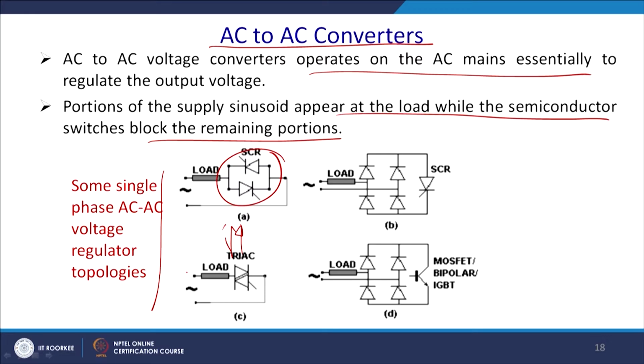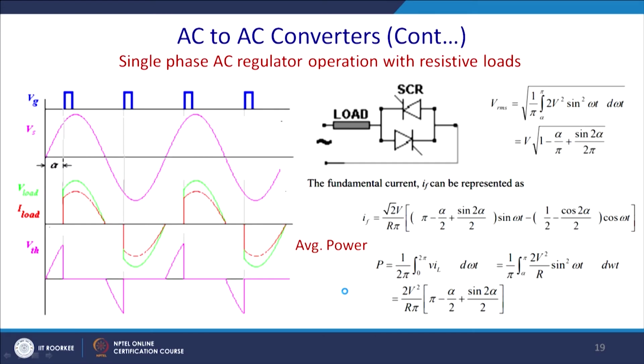So, these are the different ways of AC to AC conversion. Apart from that, you can have this combination also, that is a load, that is AC, and you can have a switch S. This switch can be shorted or open, and depending on that you can convert AC to AC, which we will see later, these circuits. So, this is an example of AC to AC conversion, the single phase AC regulator operation with a resistive load.